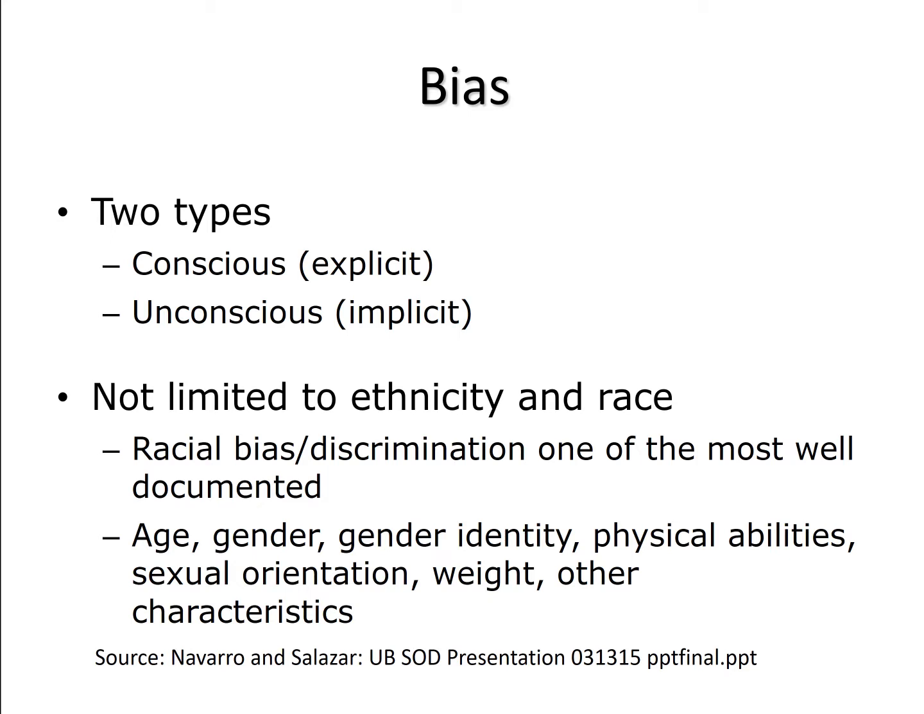Now, bias is not limited to an ethnicity or race. Racial bias and discrimination are probably the most well-documented type of bias. However, bias, as many of us know, can be towards a certain age group, a certain gender identity, physical ability status, sexual orientation, bias towards weight, particularly towards people who are obese, and many other characteristics.